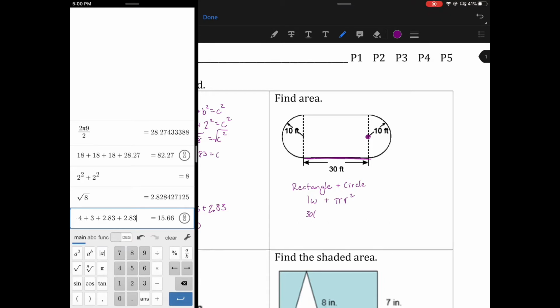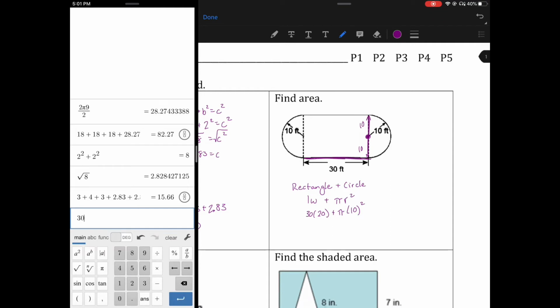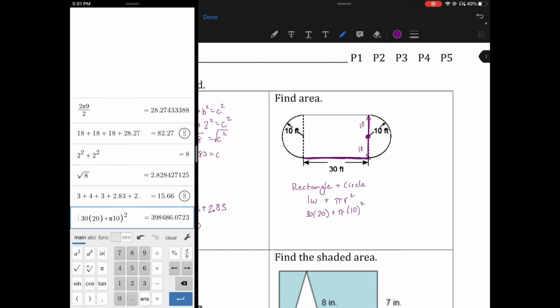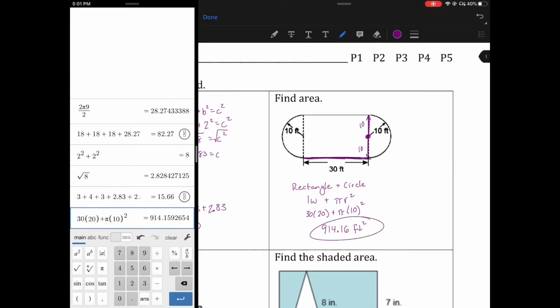So the radius is the center to the outside, so that means from there to there is 10 feet, and same thing in the other direction. So then the width of the entire thing is 10 plus 10, or 20. And then for my circle, I have pi r squared, where r is equal to 10. And then to find my area, I just plug all of that in exactly how it is. So 30 times 20 plus pi r squared. And I get 914.16 feet squared as my answer.